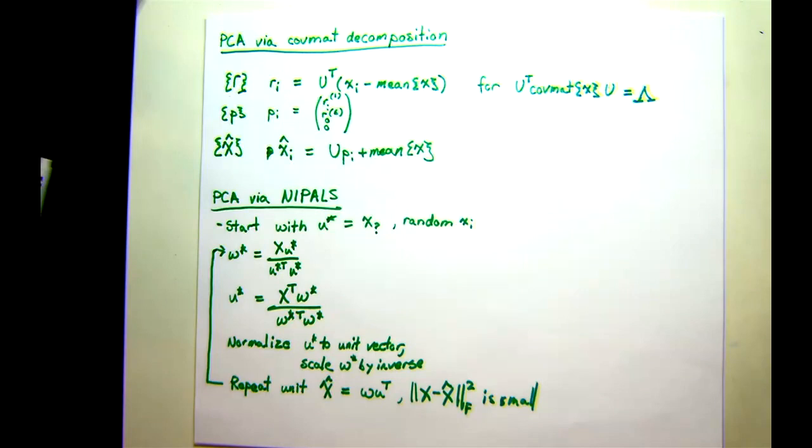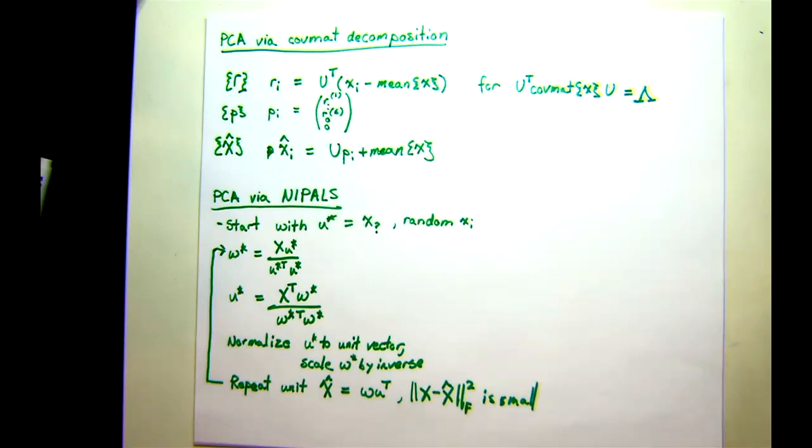Then given that estimate of W, we can get a better estimate of U through U star equals X transpose W star over W star transpose W star. That'll give you a new estimate of U. That U will probably be poorly scaled. We want our eigenvectors to be unit vectors. So we're going to rescale that U star to make it a unit vector. At the same time, we have to rescale W.